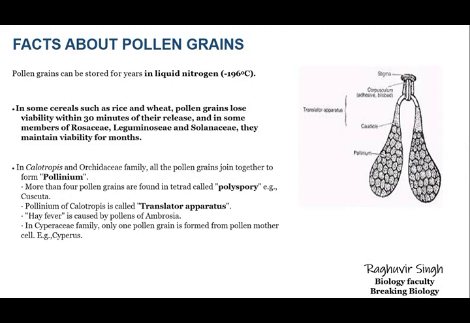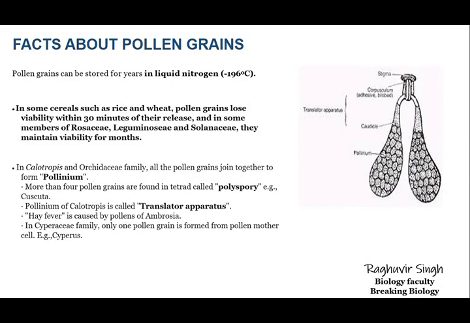Now, in Calotropis and the Orchidaceae family, that is orchids, the pollen grains join together to form pollinium. This is the pollinium structure, and the dispersal of pollen grains does not take place singly, but as a pollinium, and one pollinium is dispersed as a whole.